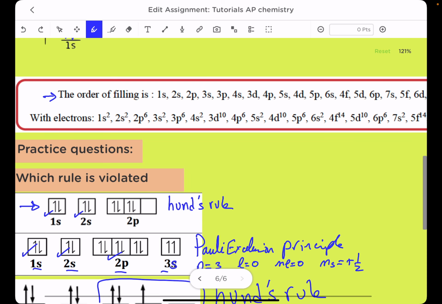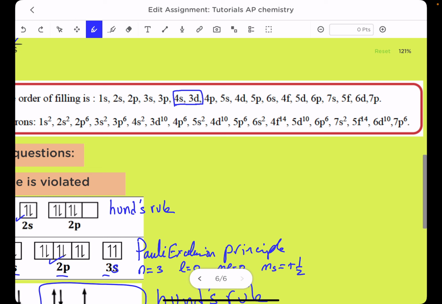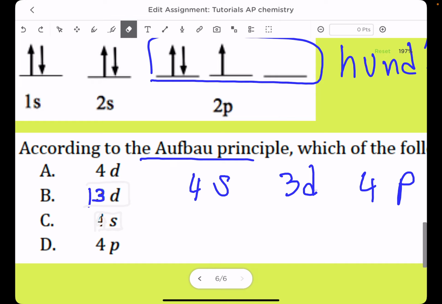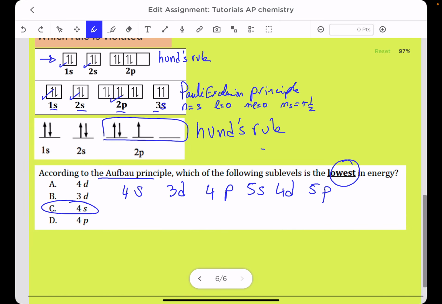So here it comes 4s before the 3d. Again, the 5s before the 4d. The 6s before the 4f and the 5d. So that's how it is according to the Aufbau principle. So in this question, my answer, which comes first, is 4s.